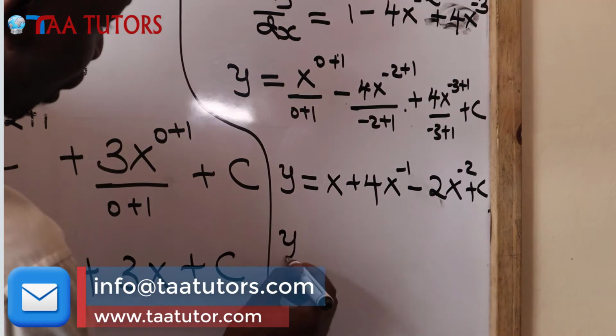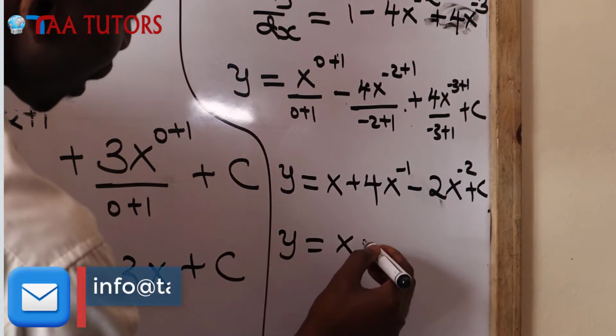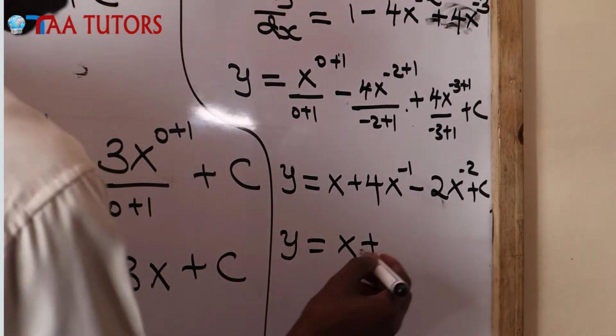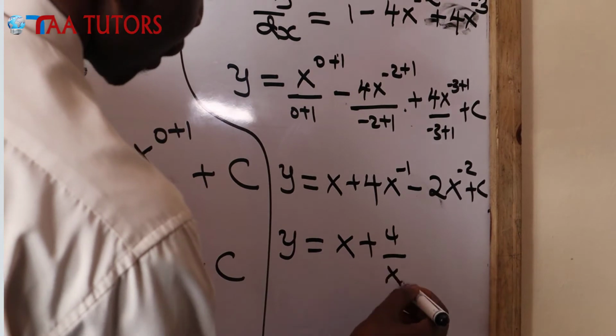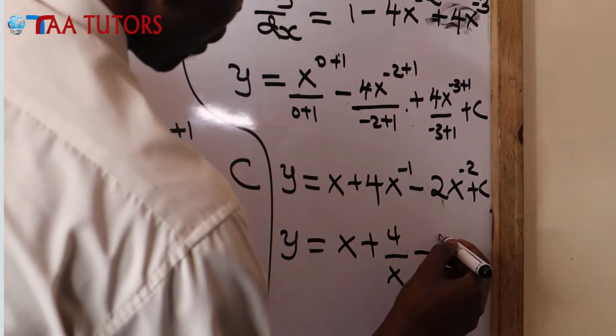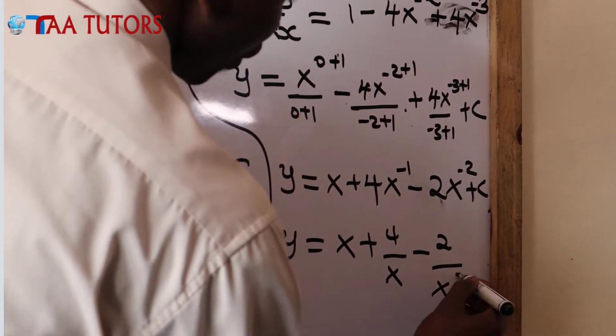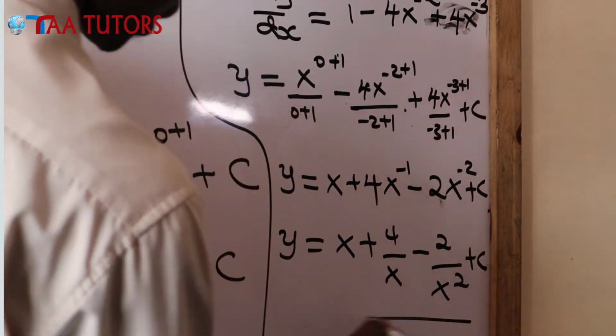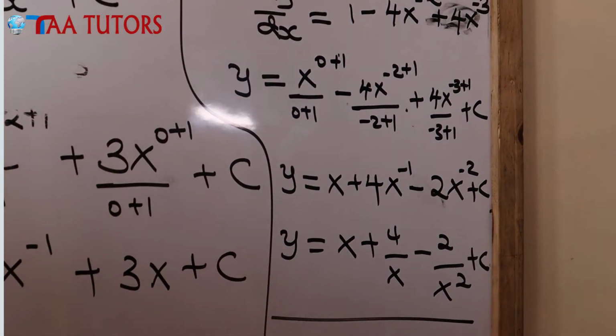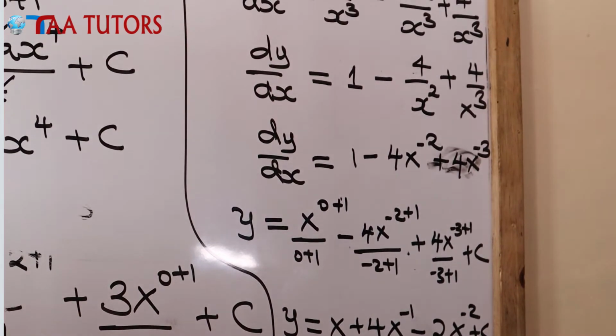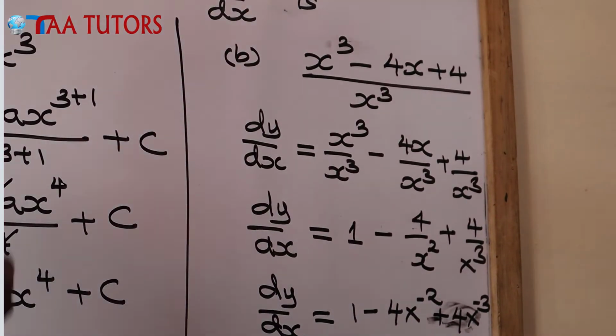So we'll get y in this case, if I write in fraction, x plus 4 over x minus 2 over x power 2 plus c. That is the function that you are supposed to get if you do it properly.